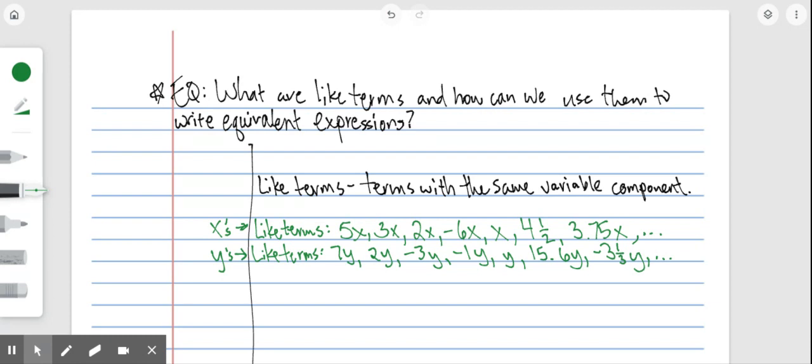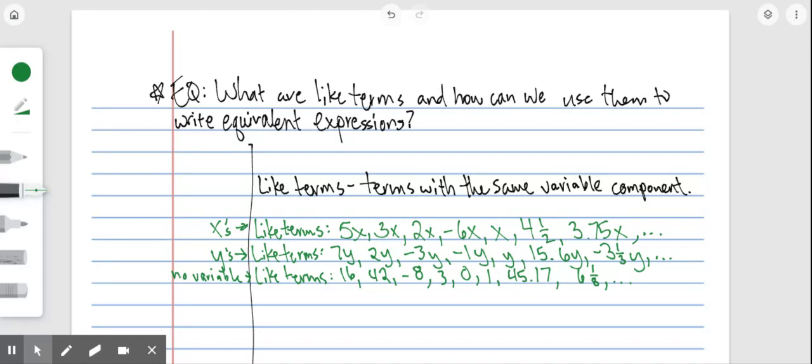And then the final one that I really want to talk about is if I have no variables. No variable. These are like terms also. So like 16, 42, negative 8, 3, 0, 1, 45.17, and 6 and an eighth. All of these are like terms. So like terms, again, are just terms that have the same variable component.